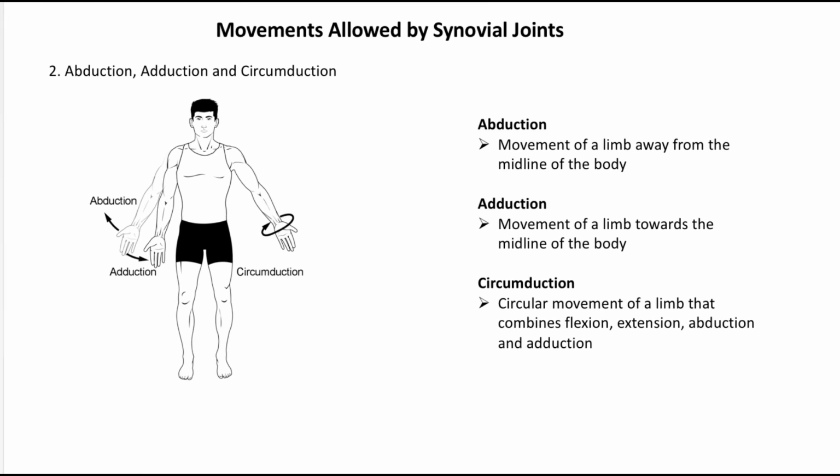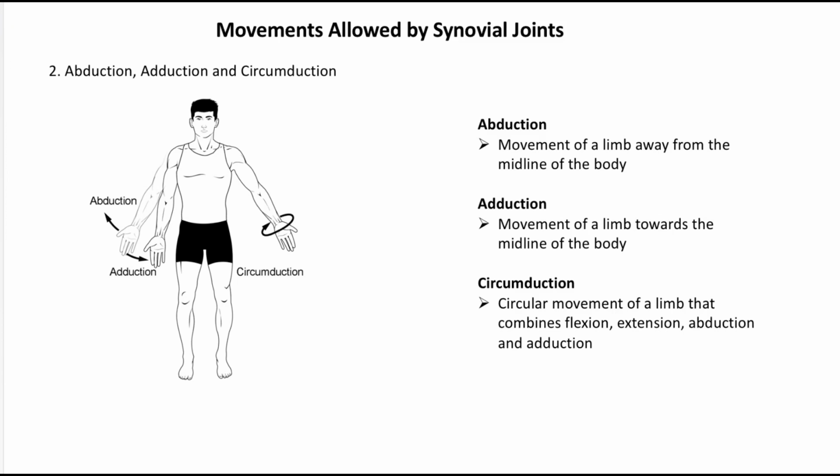Abduction is the movement of a limb away from the midline of the body. This occurs along the frontal plane. Abduction is also the movement of fanning your fingers or toes to be spread apart. Adduction is the movement of a limb towards the midline of the body, along the frontal plane. It is also drawing the fingers and toes together. It is the opposite of abduction.